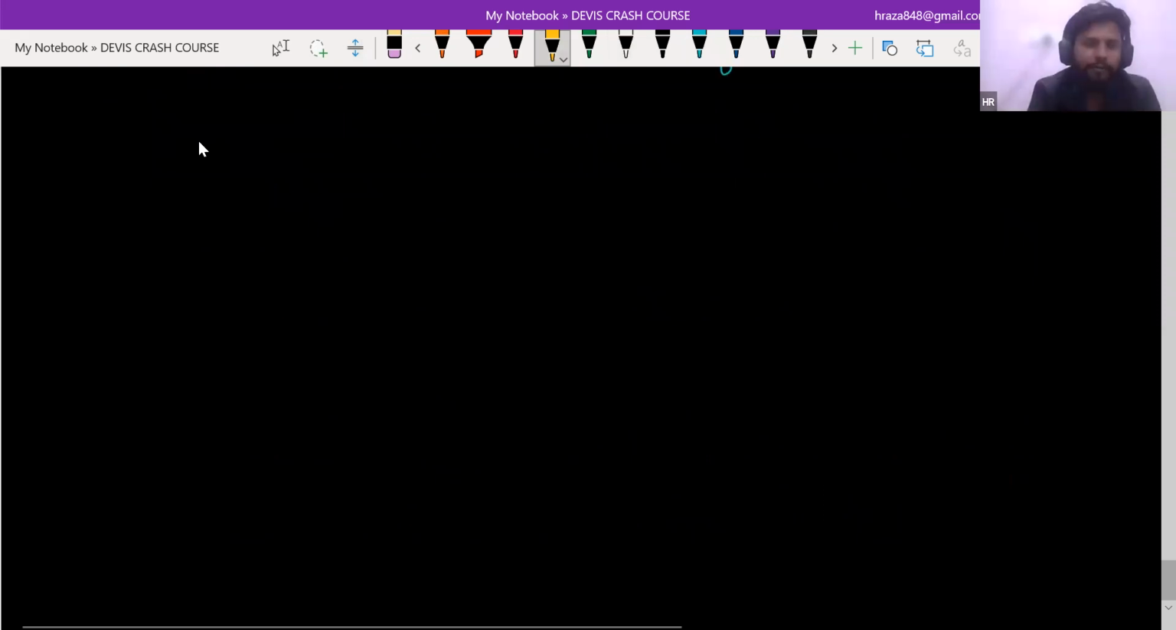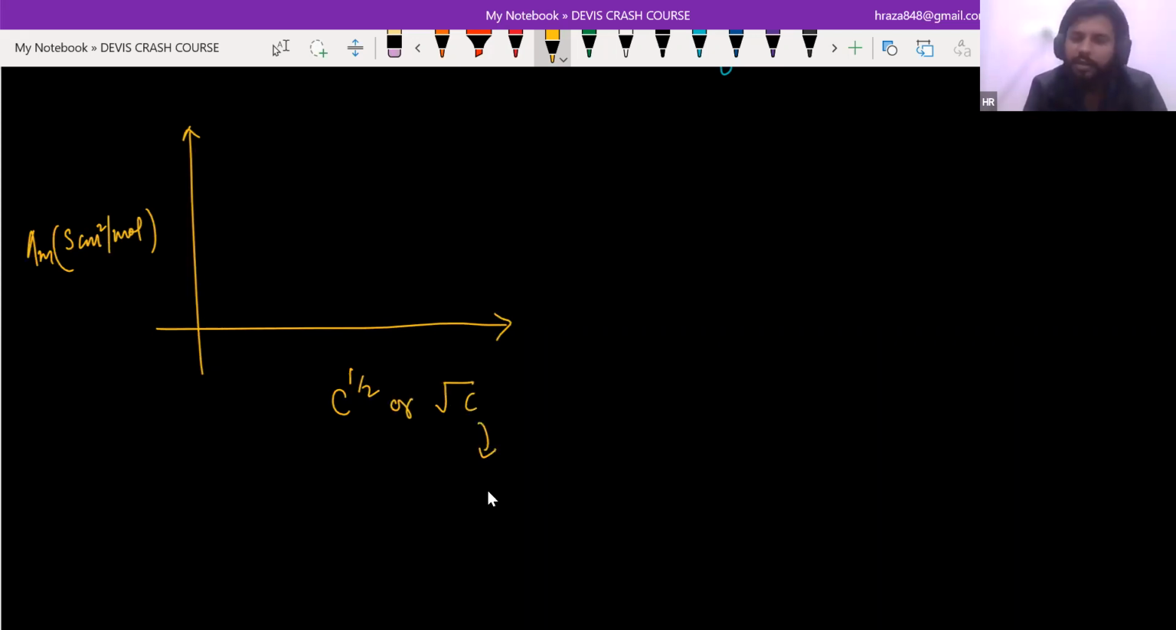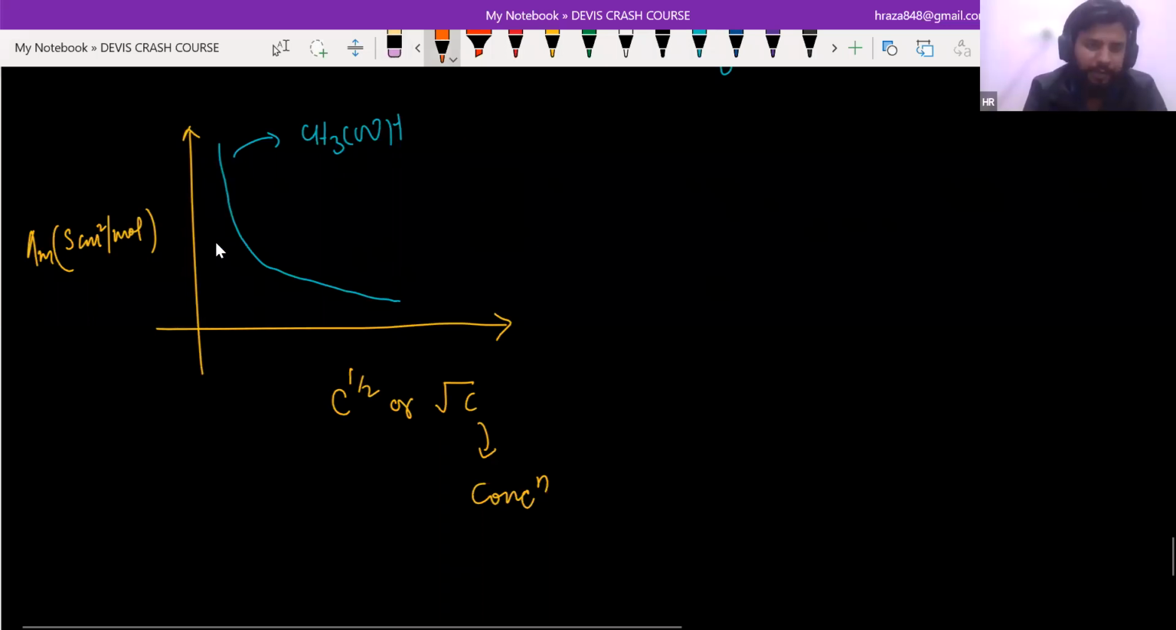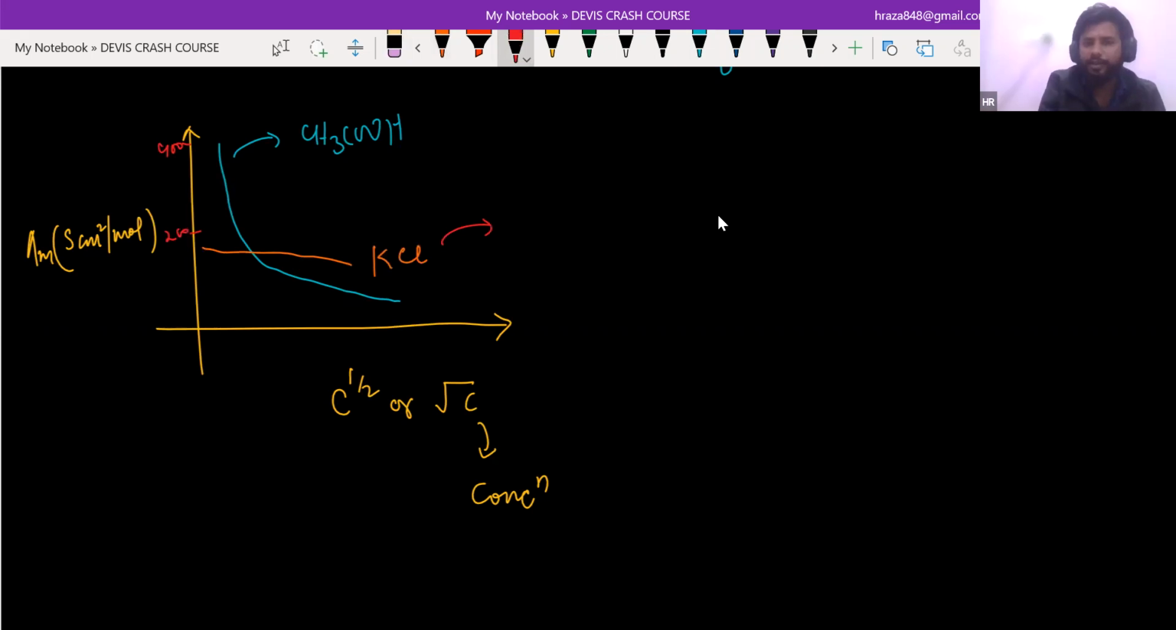I'm going to plot a graph between molar conductivity, in Siemens centimeter square per mole, and concentration raised to the power half, or root C, where C is your concentration. If you plot the graph for a weak electrolyte like CH3COOH, it will be like this. And this is for KCl, a strong electrolyte. It is a straight line going downward, like this.